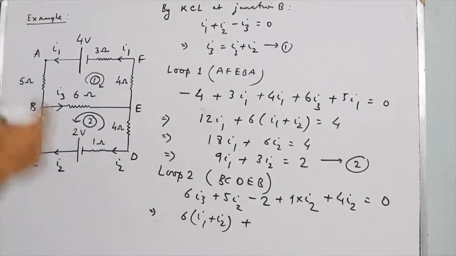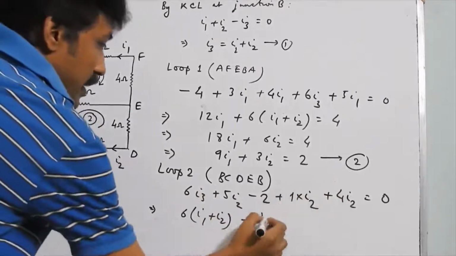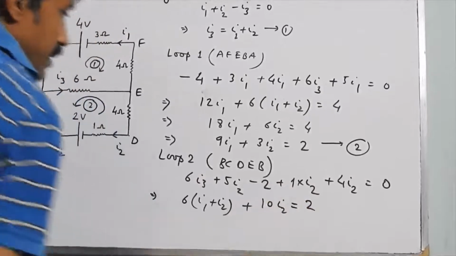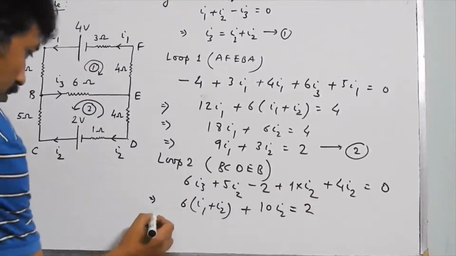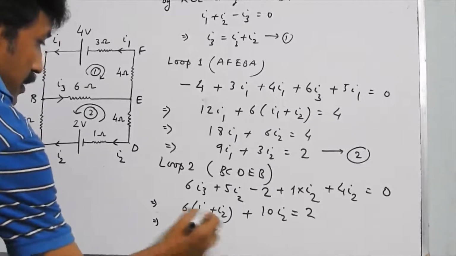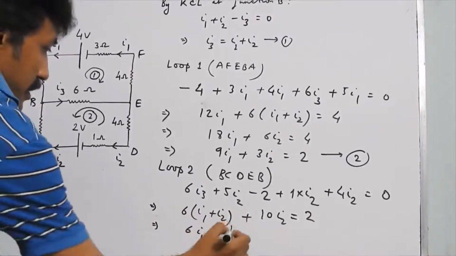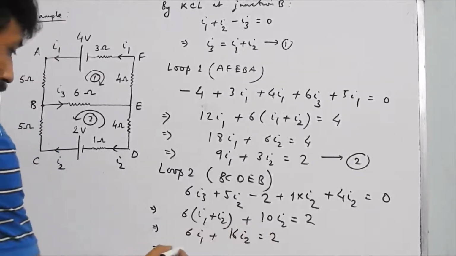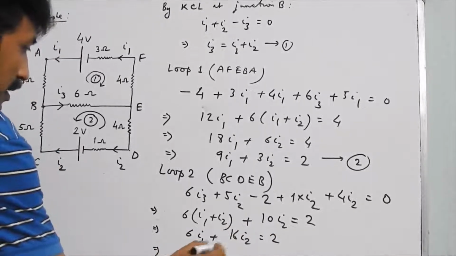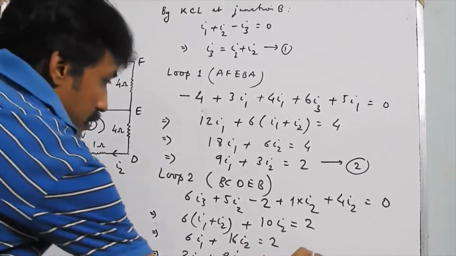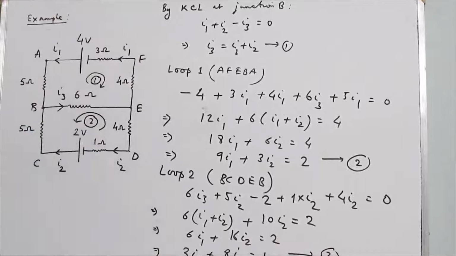Plus what we get is 5 plus 1, 6 plus 4, 10I2 is equal to minus 2 goes to the other end, that is 2. So this is 6I1 plus 6I2 plus 10I2, that is 16I2 equal to 2. Dividing throughout by 2, we have 3I1 plus 8I2 equal to 1. This is the third equation.